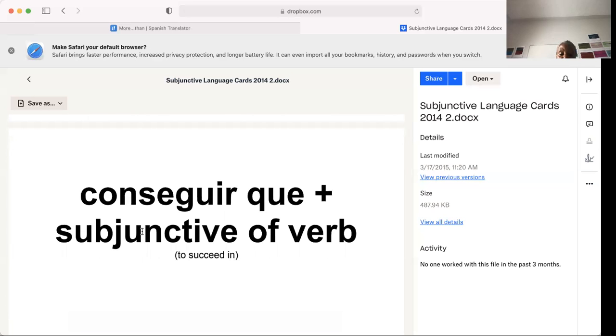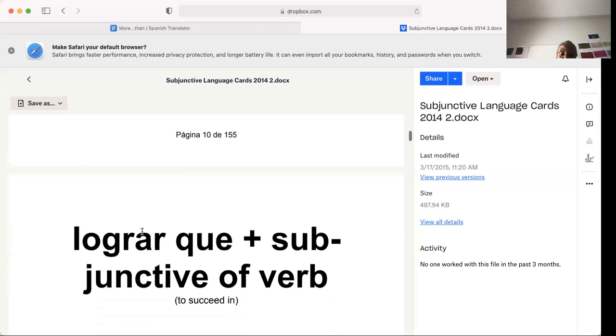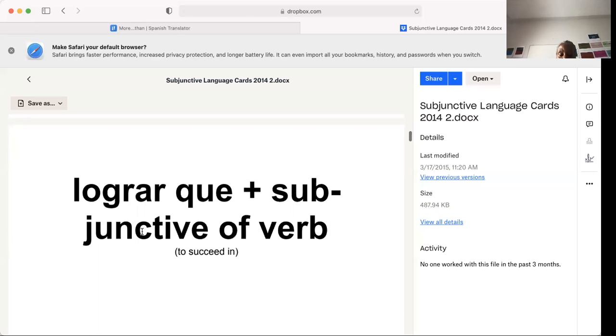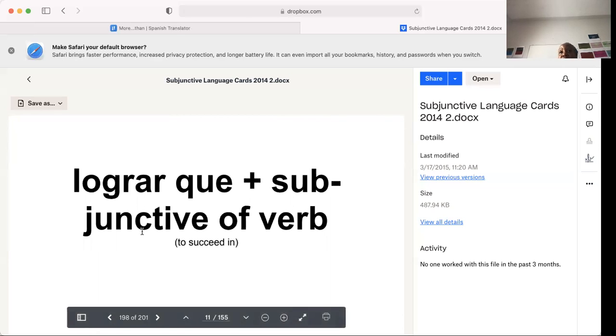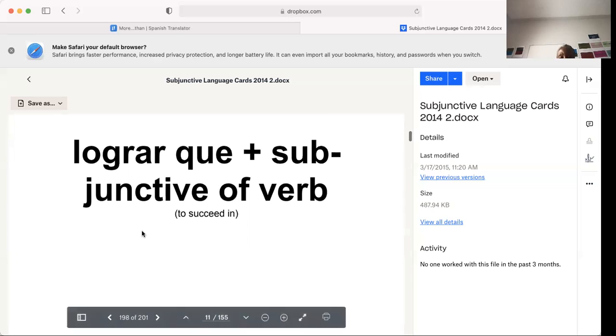Conseguir que, to succeed in. Lograr que, to succeed in. Lograr means to succeed or to be, es un logro, it's a success, es un éxito, it's a success. I did it, accomplishment.